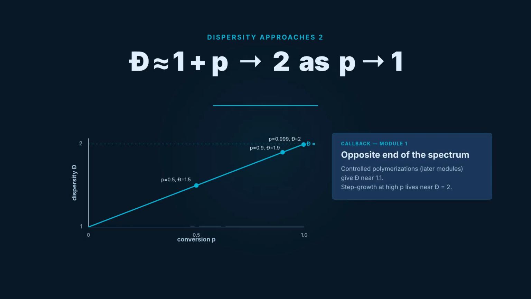A consequence of the same random pair statistics: the dispersity of a step growth polymer is always close to 1 plus the conversion. As conversion goes to 1, dispersity goes to 2. So the same conversion that delivers a useful chain length also locks in a broad distribution. Compared to the controlled polymerizations from later modules, step growth lives at the broad end of the spectrum.